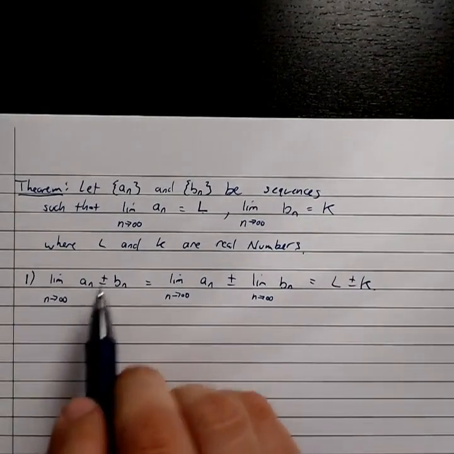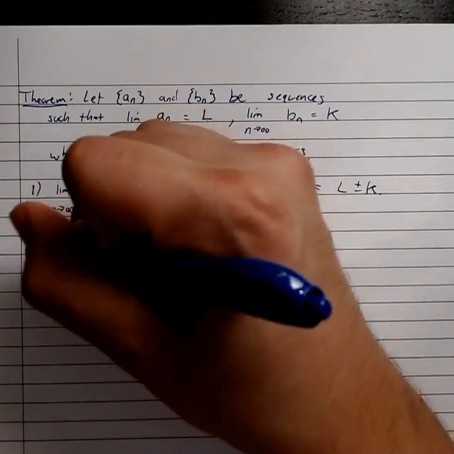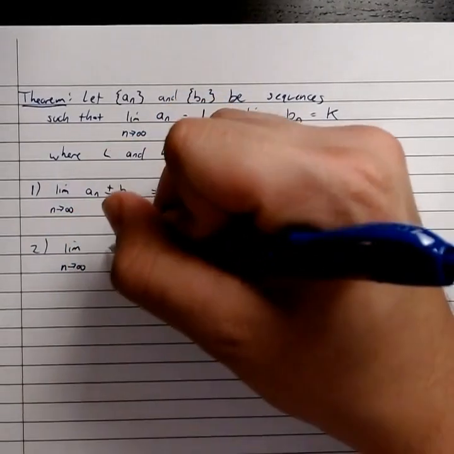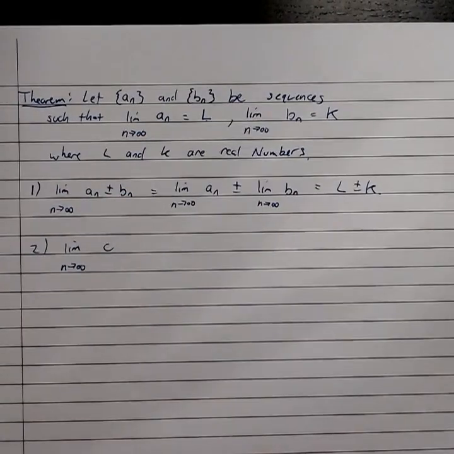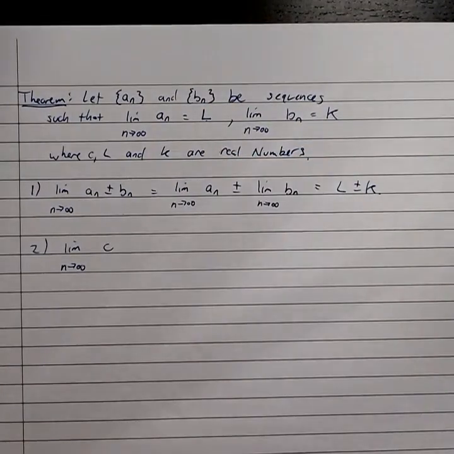So if you're going to take the limit of a sum, that's the same as the sum of the limits. If you're going to take the limit of a difference, that's the same as the difference of the limits. Number 2 says if you're going to take the limit as n approaches infinity of a constant, I guess I should have defined that up here too, where C, L, and K are real numbers.